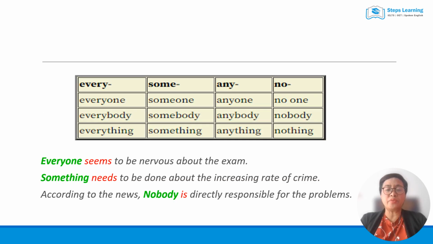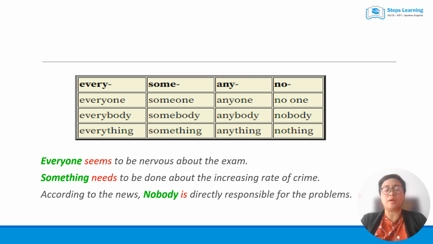So you have everyone, everybody, everything. So here, people mistake everyone, everybody, everything. They think it's the same as "all." But when you say everyone, everybody, everything, you mean each person, each thing. And then we also have someone, somebody, something. And then anyone, anybody, anything. And then no one, nobody, nothing.